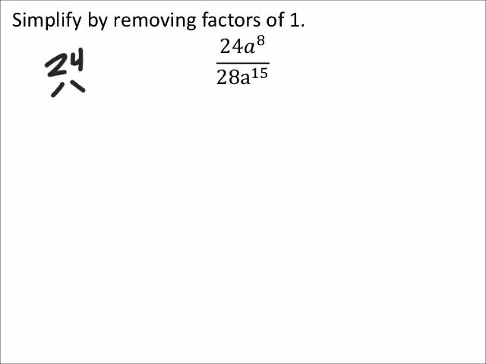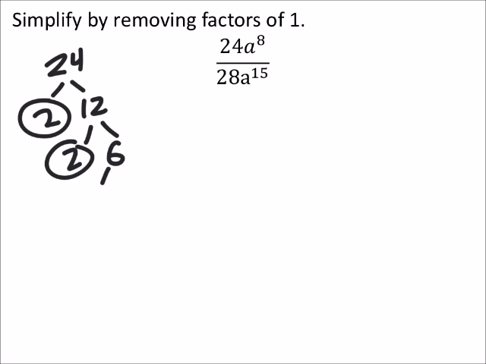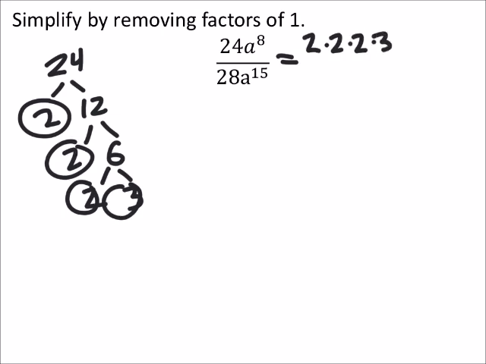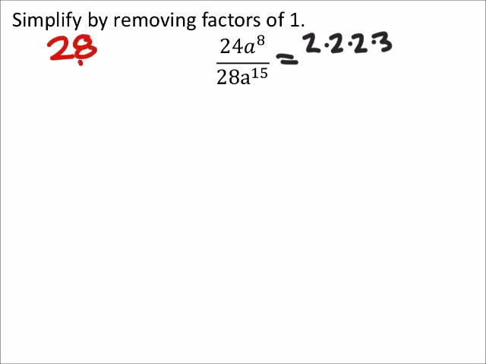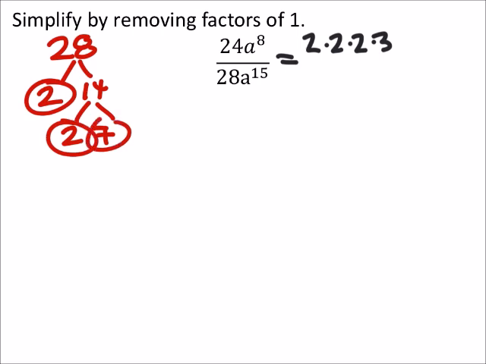So 24, I'm going to split up into 2 and 12. Since I specifically am looking for the prime factorization on this, once I get a prime number, I'm going to circle it, okay? So 12 would be 2 and 6, and 6 would be 2 and 3. So this is my prime factorization of 24, meaning that I could rewrite that 24 as 2 times 2 times 2 times 3. So for 28, again, just the prime factorization, I got 2 and 14. 2 is prime, so I got 2 and, not 17, but 7. So 28 would be 2 times 2 times 7. And then I can split these up like this.